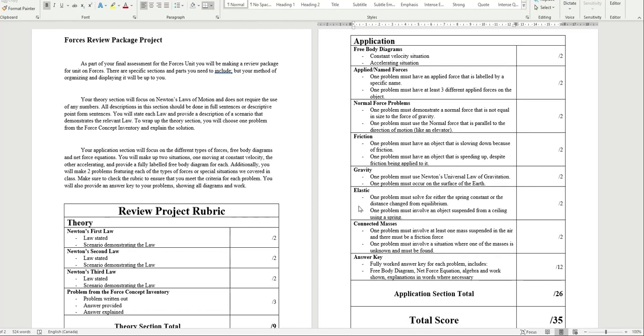Good morning, class. Today I'm going to cover the last two examples that I'm going to cover for the project. Here we are. We're going to talk about elastic and connected masses today, and I'm going to show a way to make an example for each one of these.